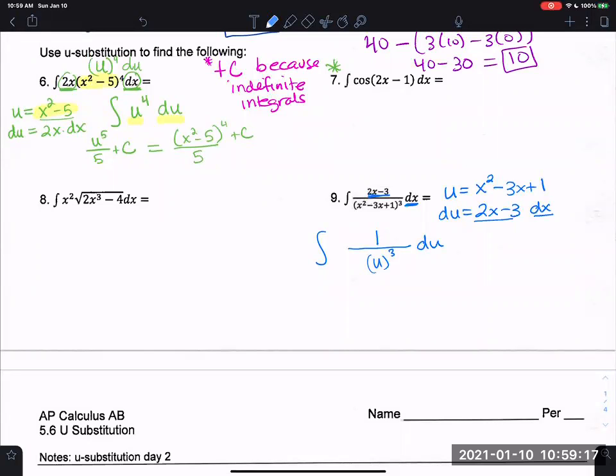Now, I still have to take the antiderivative of this. So when I do that, I may want actually a rewrite. I would normally want to rewrite this as u to the negative 3 du. Okay. And then when I go to take the antiderivative, this is power rule. So I'd add 1, u to the negative 2, and I would divide by that new exponent, negative 2, plus c.